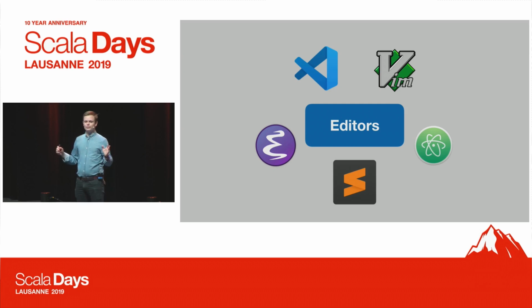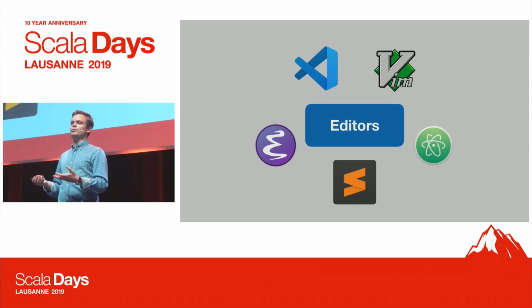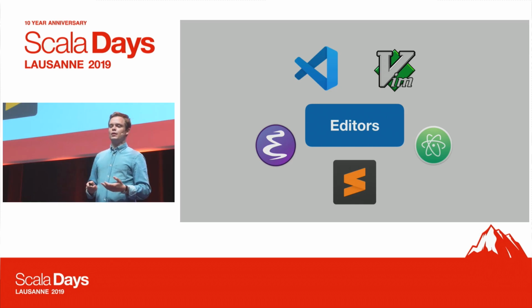A quick tour. Metals currently officially supports 5 editors, which means that's what we document on our website. It works with VS Code, Vim, Emacs, Atom, and Sublime Text. It works with any other language server compatible editor, but these are the ones that we have tested, validated, and even added some customizations to really improve the user experience in these editors.